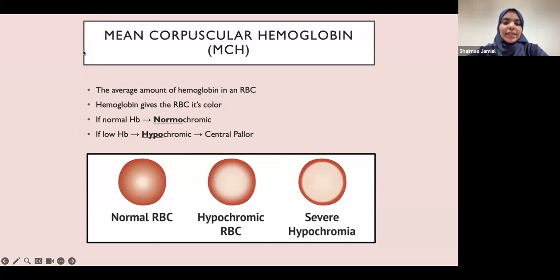And you might ask, why is there no hyperchromic? From what I've seen in the slides, the maximum amount of hemoglobin that you can stuff inside is the normal. If you stuff in more, then yes, someone said it. Yeah, Bilal is right. The cell might just burst, okay?